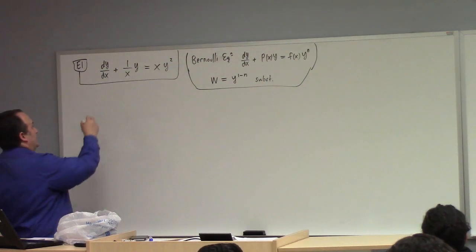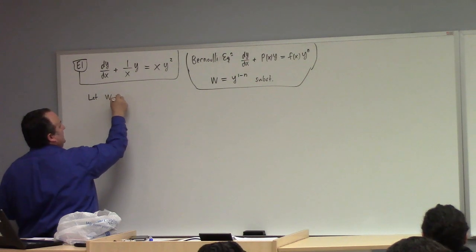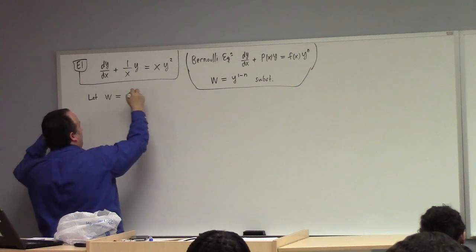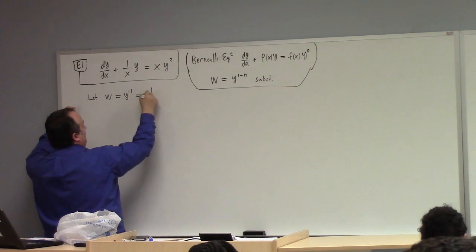So we're going to let w equal, let's see here, n equals what? 2. So apparently I'm supposed to try w equal to y to the minus 1, or if you like, 1 over y.